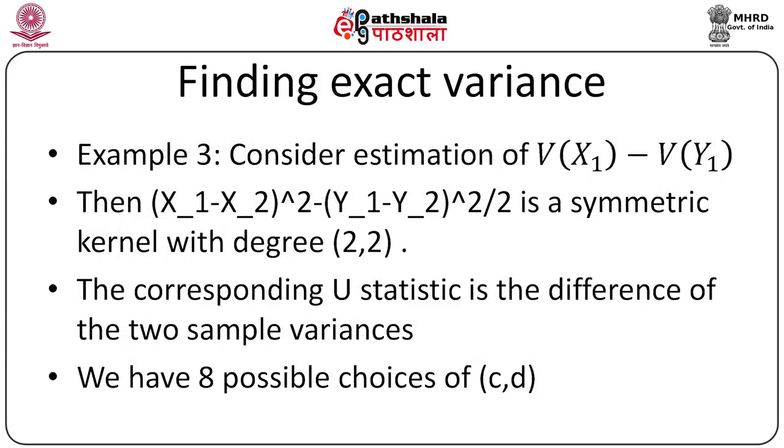In our next example, we consider estimation of variance of x1 minus variance of y1. The kernel is ((x1 minus x2) square minus (y1 minus y2) square), whole thing divided by 2. Naturally, the corresponding U statistic simplifies to s square x minus s square y, where s square x is the sample variance with divisor n minus 1. Now, phi has degree (2, 2), and we have a total of 3 square minus 1, that is 8 possible choices, namely (0,1), (1,0), (1,1), (1,2), (2,1), (2,0), (0,2) and (2,2) for (C, D).